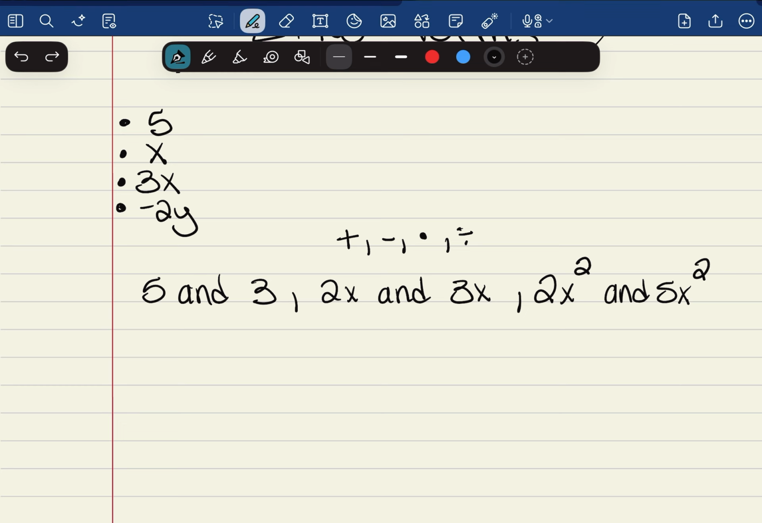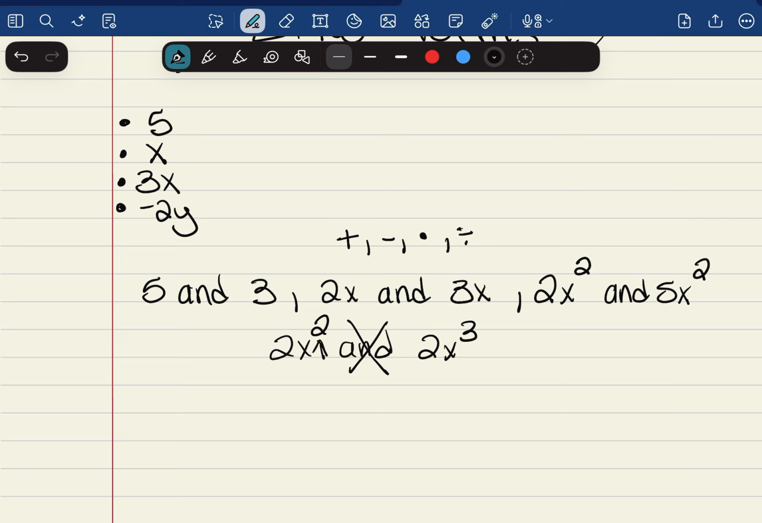Now, if I gave you 2x and 2x to the second power, these are not like terms. They are not part of the same family. Do you see an exponent up here? No. Do you see an exponent up here? Yes. Do they match? No, they do not. Let's say I gave you 2x to the second power and 2x to the third power. Are these like terms? No, they are not like terms. They're not part of the same family.